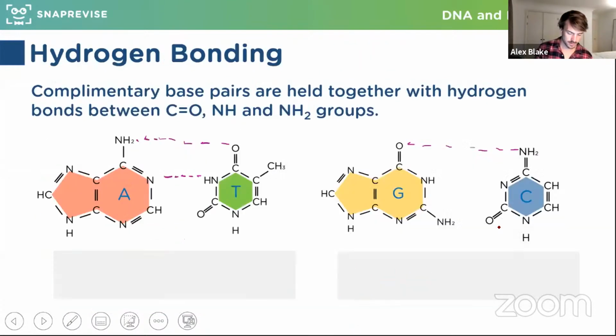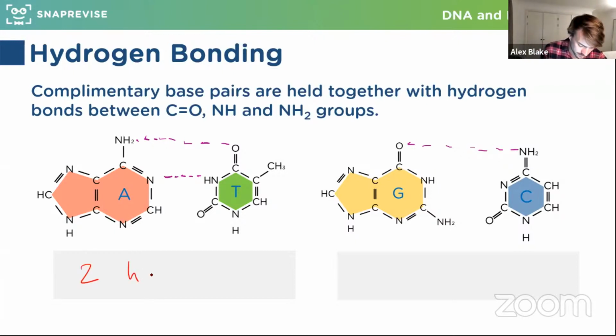Cool. So the way these bond. The line's already drawn on there from last time of teaching this class. A and T form 2 hydrogen bonds, whereas G and C form 3. So there's bonding here and here as well.